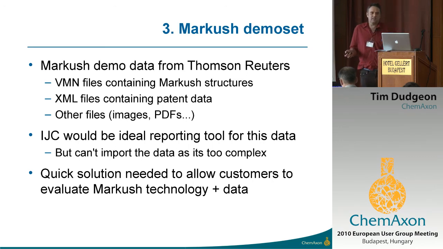IJC was obviously going to be an ideal tool for searching this data and reporting it, but we couldn't get the data in because it's just too complex. As I said, infinitely variable data. We just can't cope with all sorts. So we had to work out a way to get the data into the database. And as always, we needed a solution quickly because we needed to get this out to customers. We couldn't have a long, complex solution. We had to do it quickly.